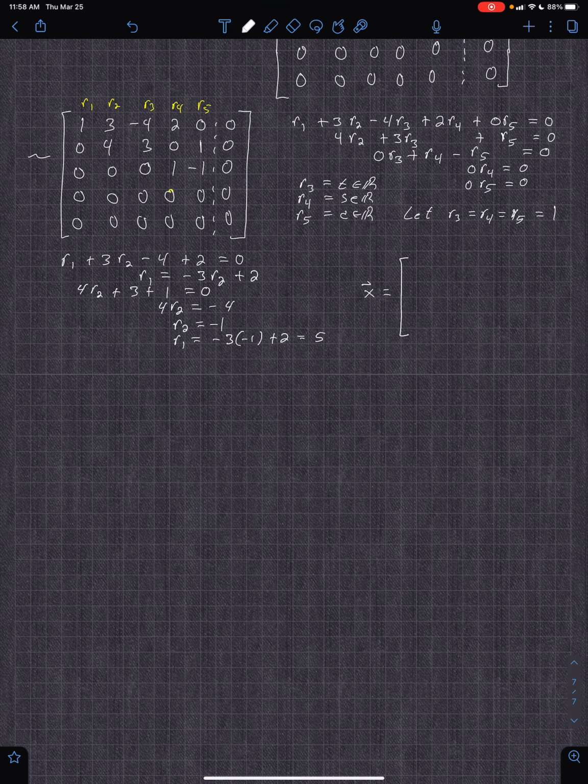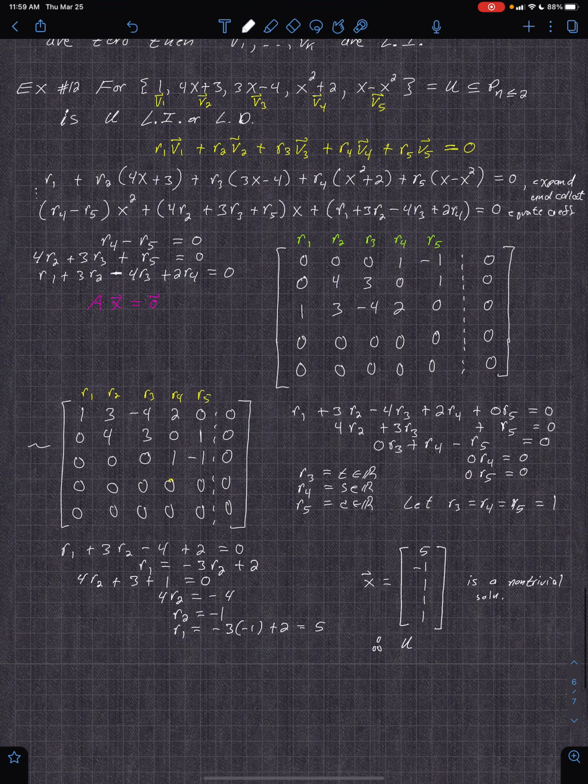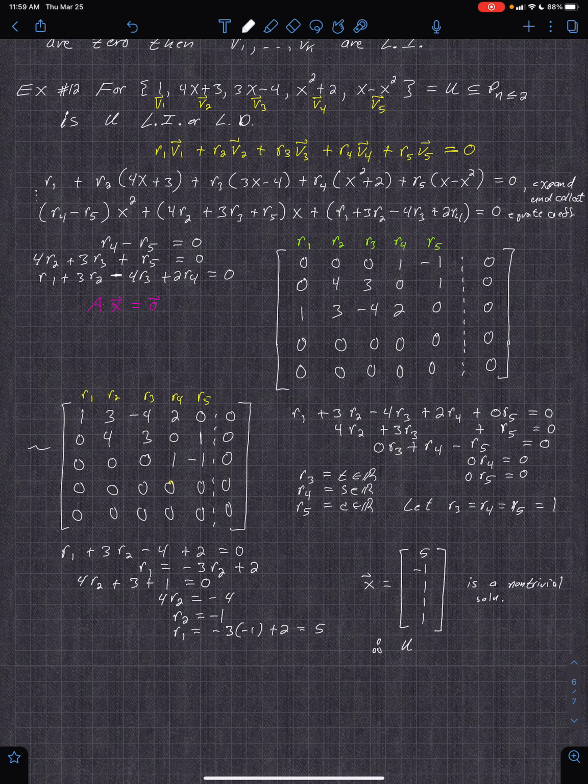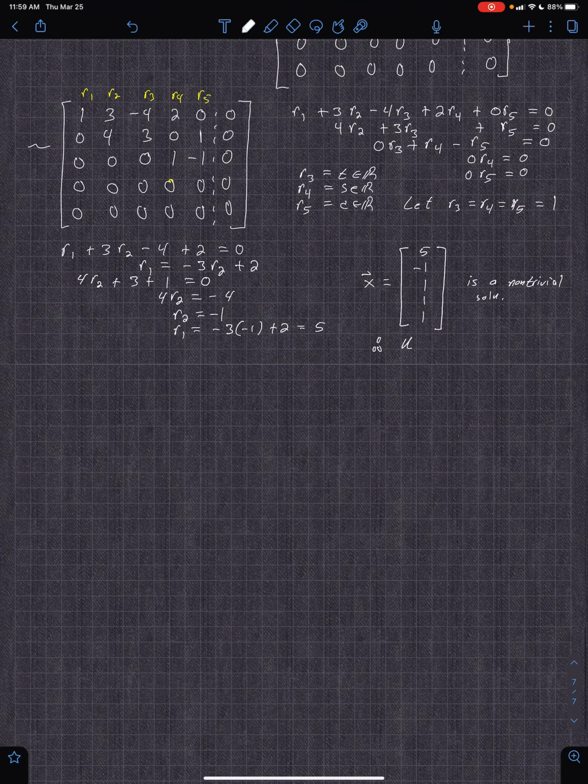Therefore, the vectors are linearly dependent. So 5, negative 1, and then 1, 1, 1. It is a non-trivial solution. Therefore, I think I called it U, right? Yeah, U is linearly dependent.